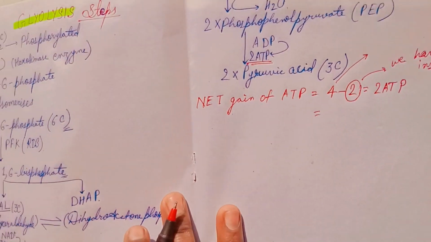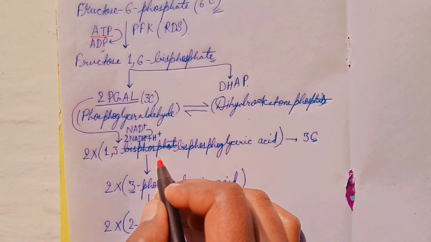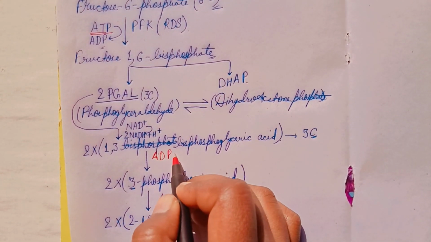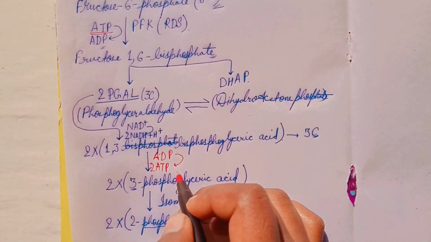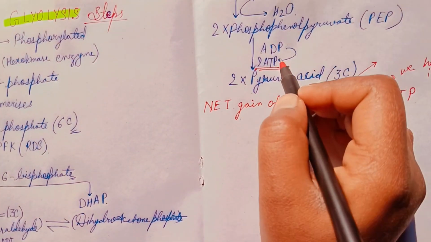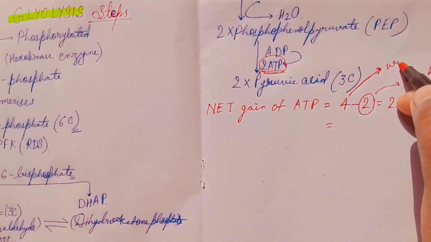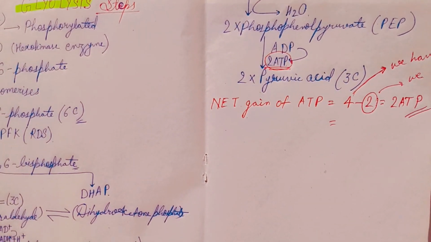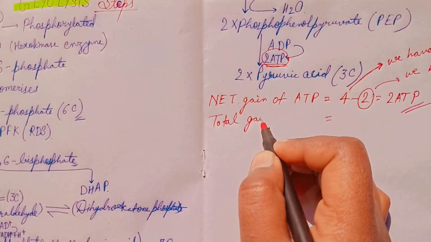And in the other step we have got 2 ATP, which is while converting bisphosphoglyceric acid into phosphoglyceric acid. So 2 ATP plus 2 ATP, we will get 4 ATP. So the net gain of ATP here is 2 ATP. And the other question is, what is the total gain of ATPs?